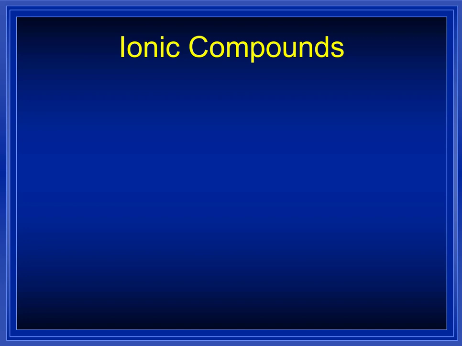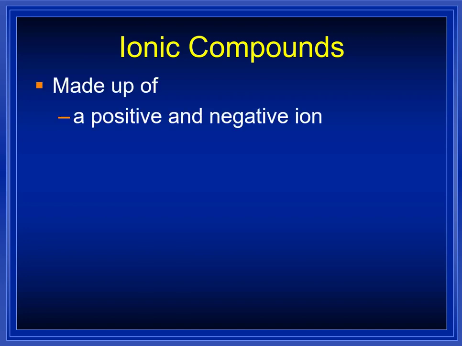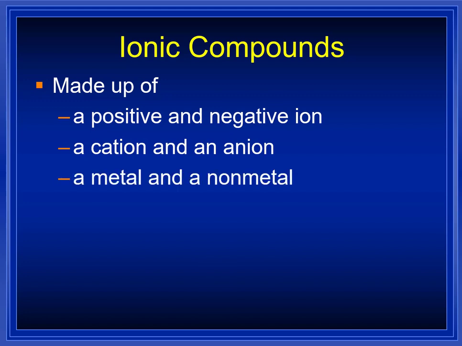You drew pictures that said why. That arrow, right? We have to have something that loses to make a positive ion, and something that gains that makes a negative ion. Metals are losers, nonmetals are gainers. So it's always going to have a positive and a negative ion. Another way of saying that is it's always going to have a cation and an anion. And the way we're going to recognize that it has a cation and an anion is it's always going to have a metal and a nonmetal.